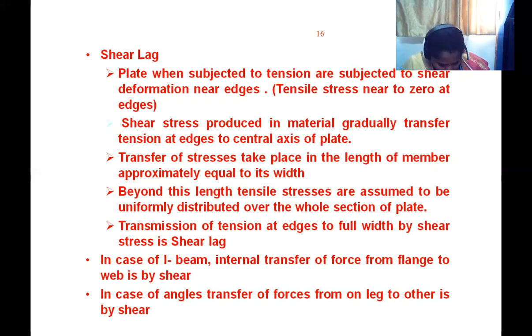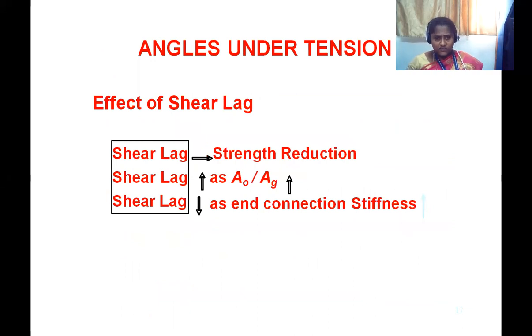In this I-beam, internal transfer of force from flange to web is done by shear. In the case of angles, transfer of forces from one leg to the other is also done by shear. So, angles under tension show the effect of shear lag. Strength reduction can be accounted for by the ratio of the area of the outstanding leg to the gross area, as the end connections stiffen.